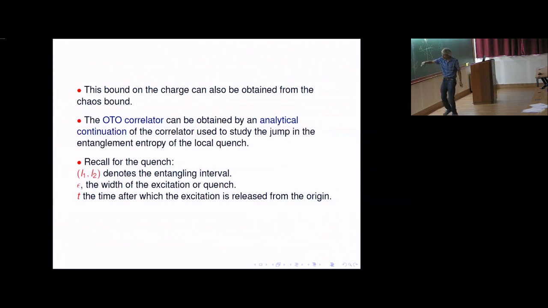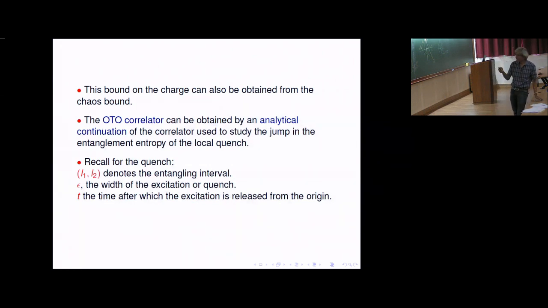Okay. So what we saw, by examining the behavior of the entanglement entropy, is that there seems to be a bad behavior. And if you just demand that the entanglement entropy behaves well, we get this bound. There is a very close relation between these correlators which we are evaluating and the OTO correlators. Though this pulse propagating inside is called the quench correlator, there is a very simple analytic continuation of that from which you can get the OTO correlator.